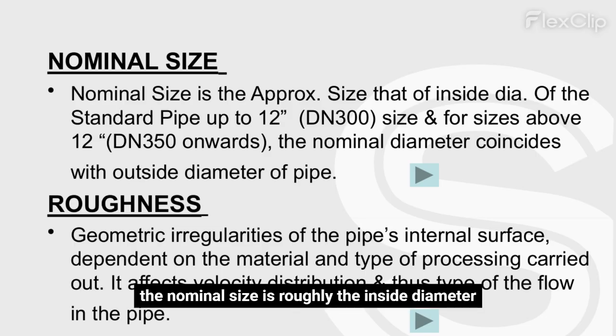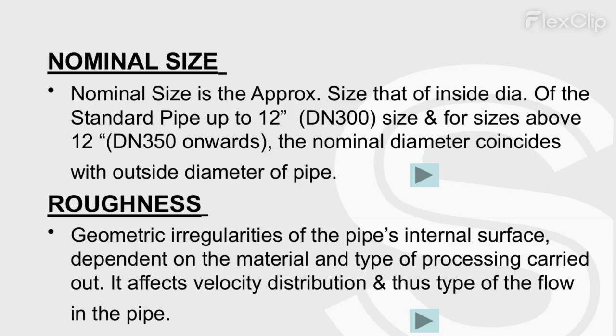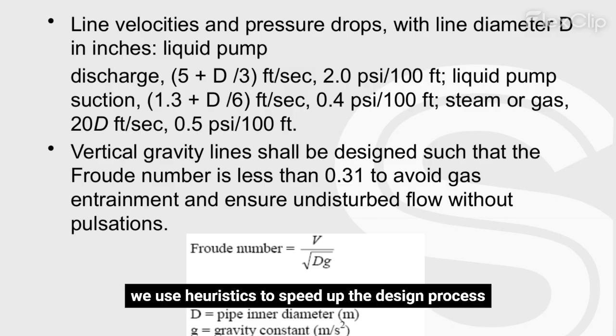For pipes up to 12 inches, the nominal size is roughly the inside diameter. Above 12 inches, it actually matches the outside diameter. We also have to consider roughness, those tiny geometric irregularities inside the pipe. Roughness affects the velocity distribution and is a major factor in determining whether the flow is effectively smooth or fully turbulent. In daily practice, we use heuristics to speed up the design process.